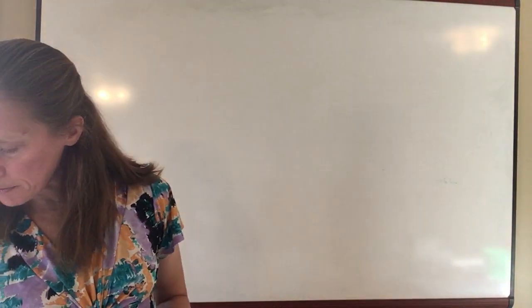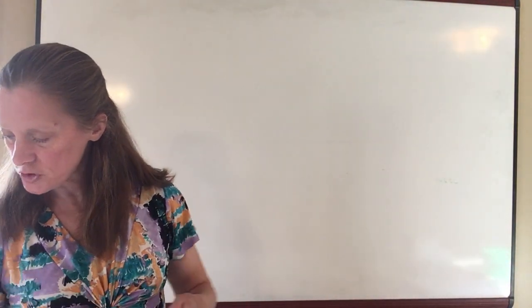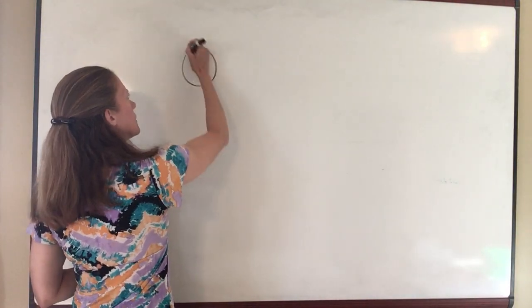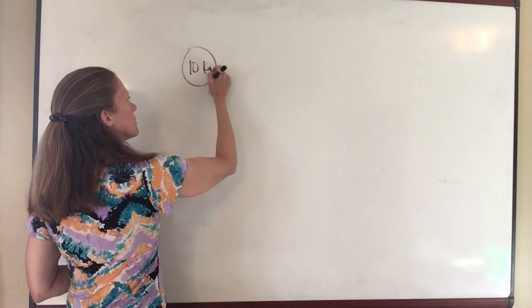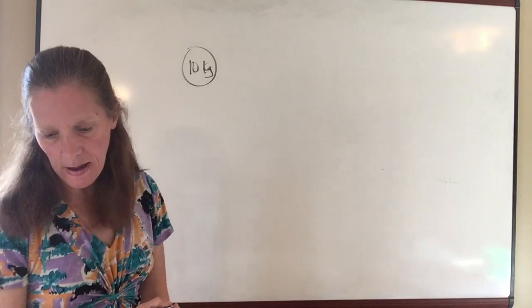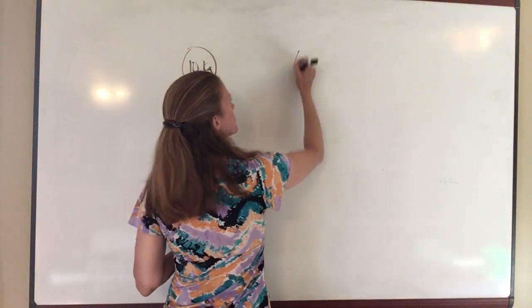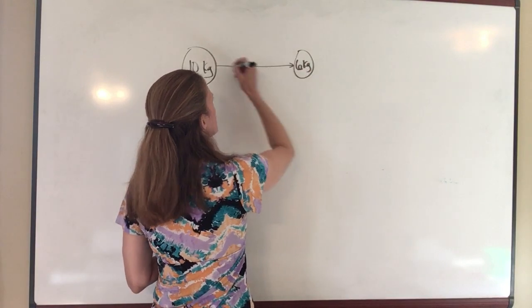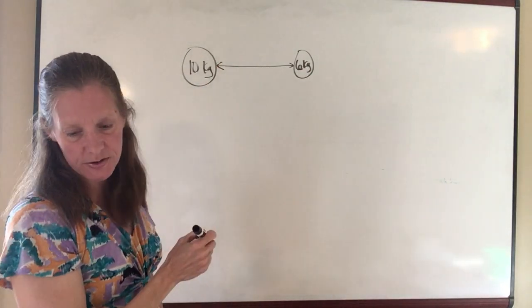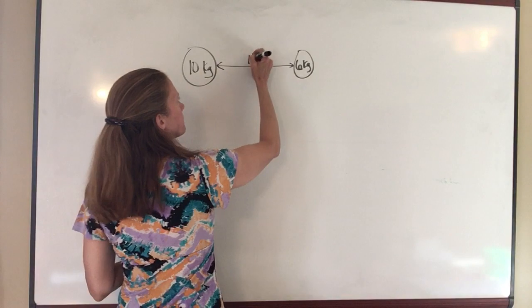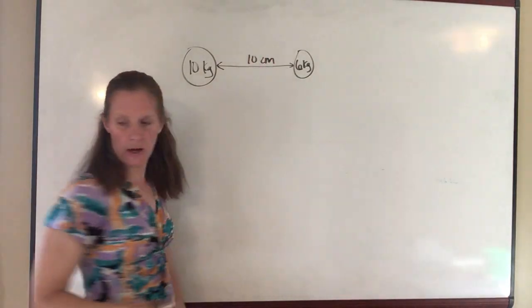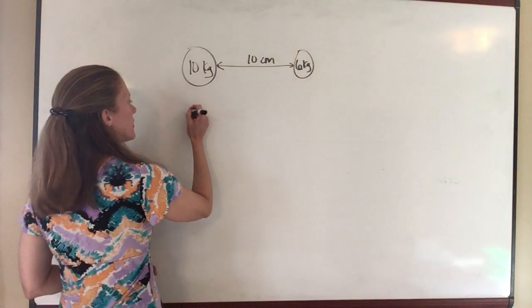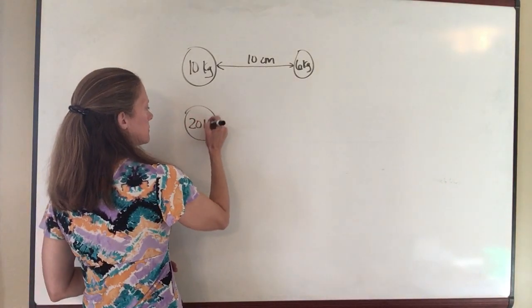Okay, so the second problem says that the gravitational force between two objects, this time I have a mass of 10 kilograms, and I have a mass of 6 kilograms. And the distance between those two objects is 10 centimeters. Okay, then the problem says the 10 kilogram mass is replaced with a 20 kilogram mass.